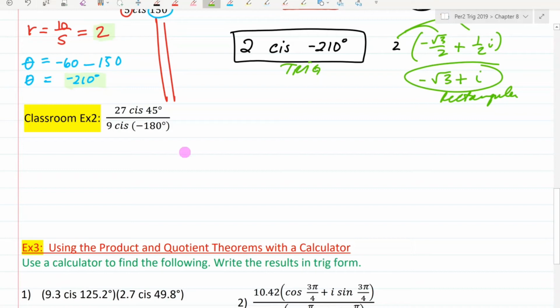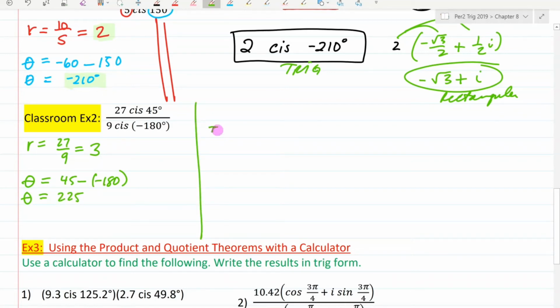All right, so r is equal to 27 over 9, which is 3. Theta is equal to 45 minus negative 180, so theta is equal to 225. So in trig form, this would be 3 cis 225.